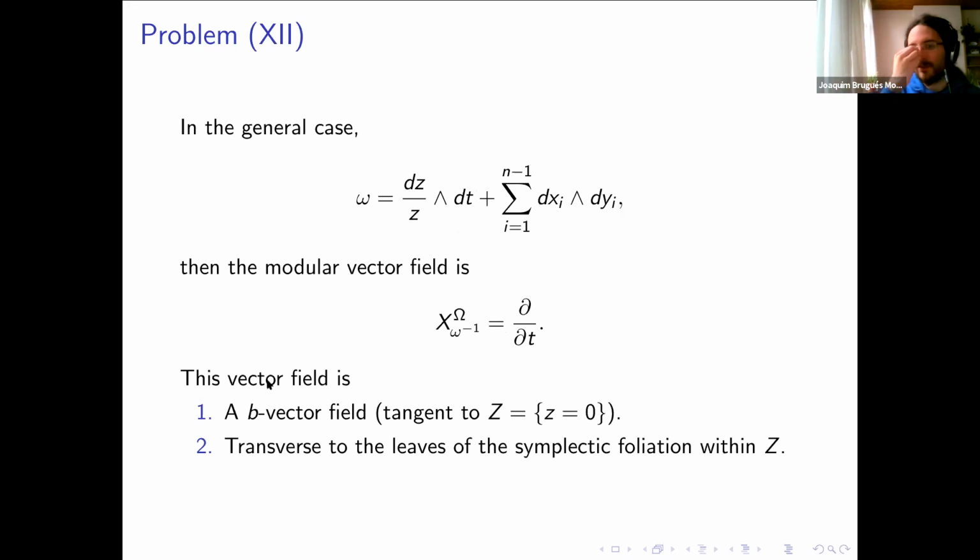So it's important to remark, I think, that the modular vector field, of course, is a b-vector field. It is still tangent to Z. And also, as I say here, it's transverse to the leaves of the symplectic foliation. And if I may add, this is not Hamiltonian, but you can think that it is b-Hamiltonian, because it's the vector field corresponding to the function logarithm of Z.